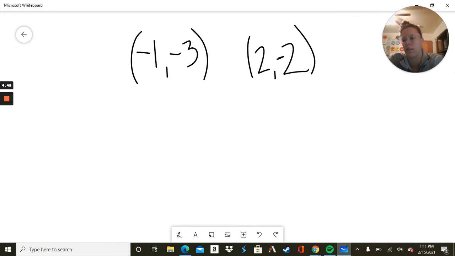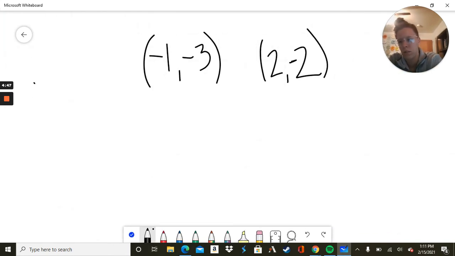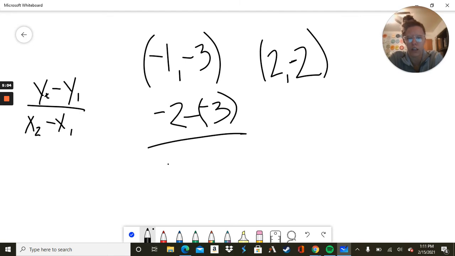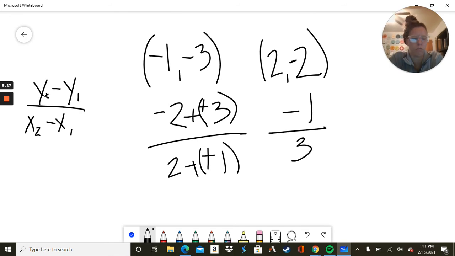So we take y2 minus y1, that's a -2, over x2 minus x1. We get -2 minus a negative 3 over 2 minus a negative 1. So these are both going to end up being positives. So negative 2 plus 3 is going to be 1 over 3. 2 plus 1 is 3. Okay, so we have 1/3.